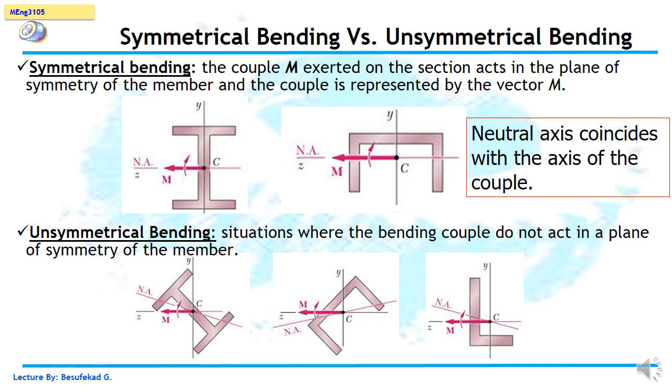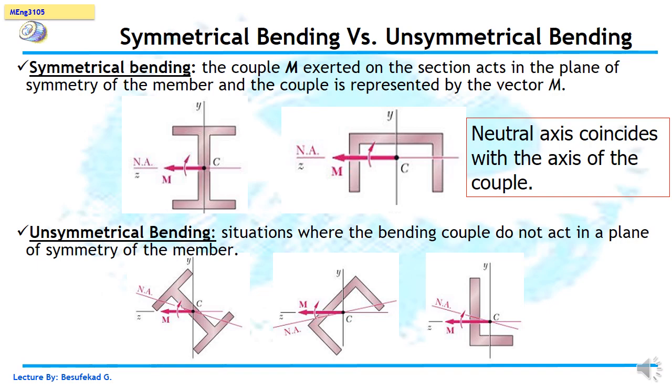This is the plane of symmetry. This is how the couple acts. My thumb indicates the direction of the vector. My fingers indicate the curving direction, the rotation of the moment, right? So that's why we call this one symmetrical bending. In both cases, notice that the couple vector coincides with what? The neutral axis. What is the neutral axis? The neutral axis is an axis where stress is zero, right? Or if you say neutral plane, then on that plane stresses are zero, meaning there is no deformation on those axes.